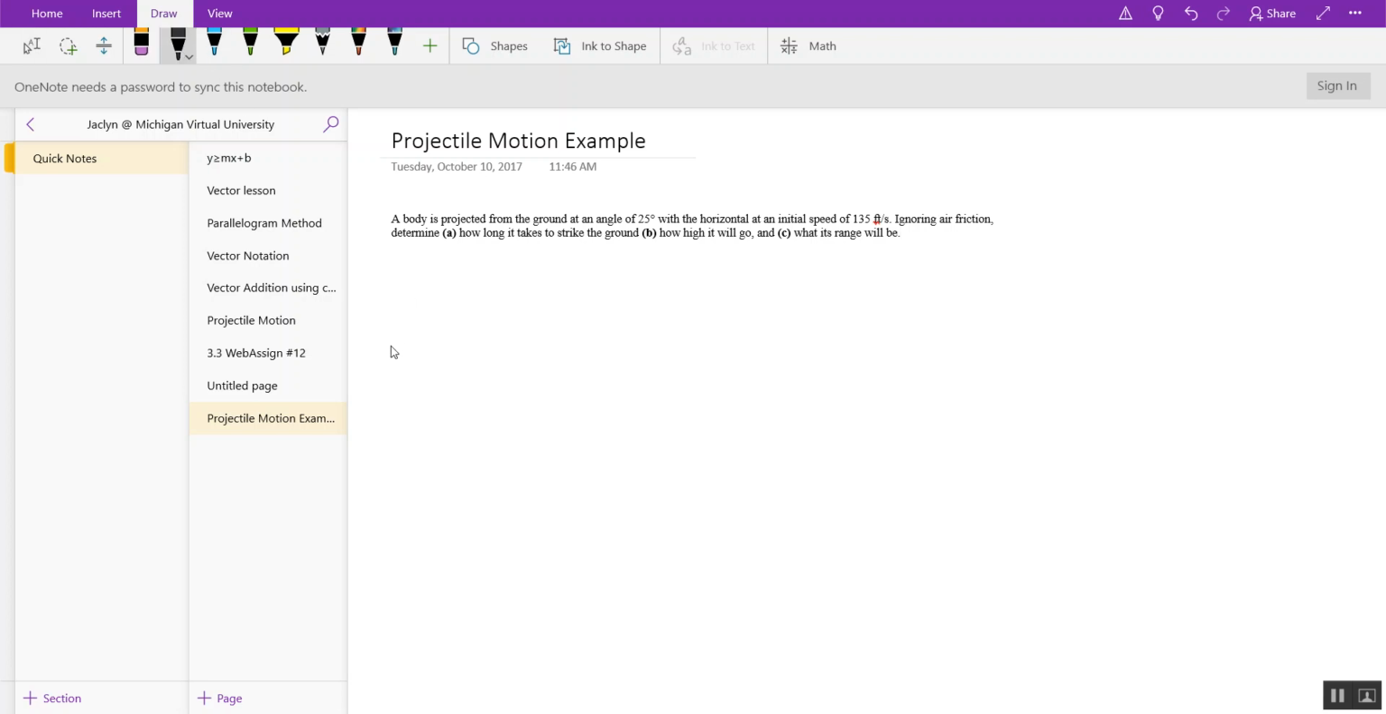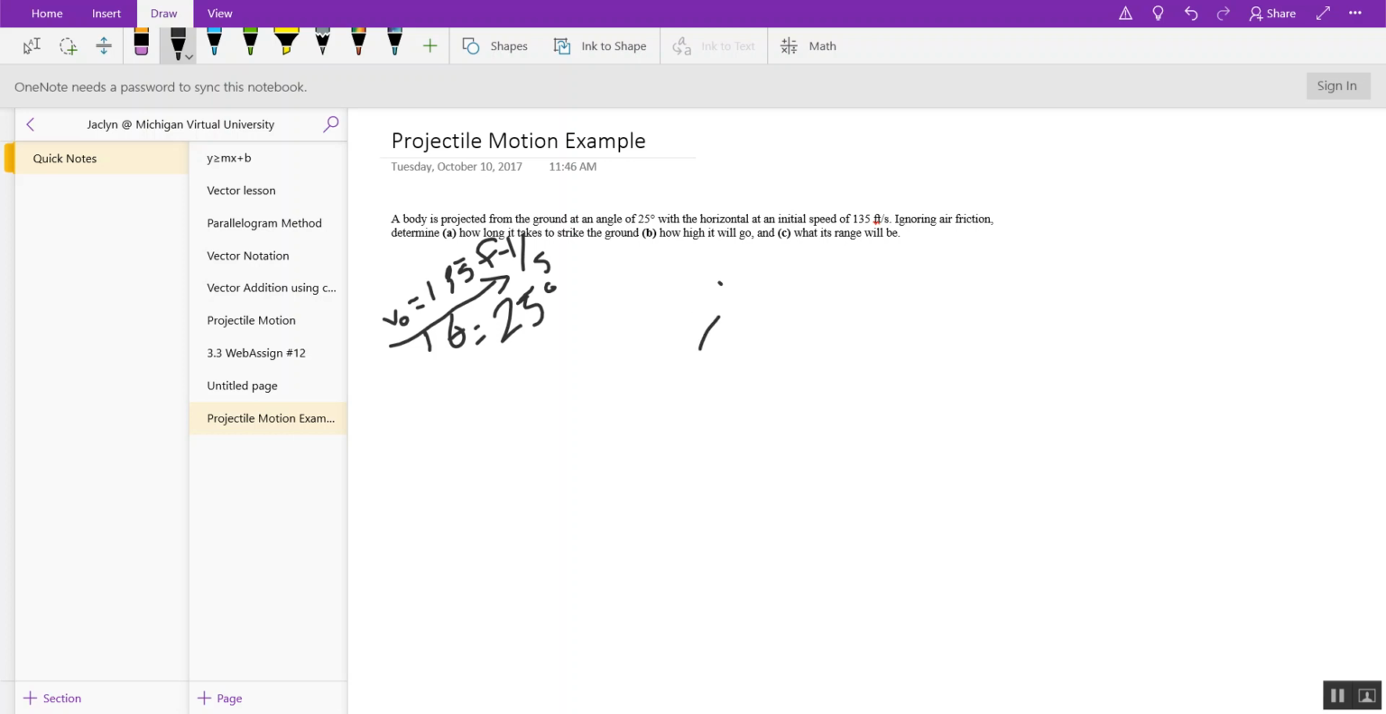So I always start by drawing a picture of the situation. So I've got my initial velocity here, and it is 135 feet per second. And I have an angle of theta equals 25 degrees. And you're going to have to pardon my writing on my screen. It's not the greatest. So my first question asked me how long it takes to strike the ground.